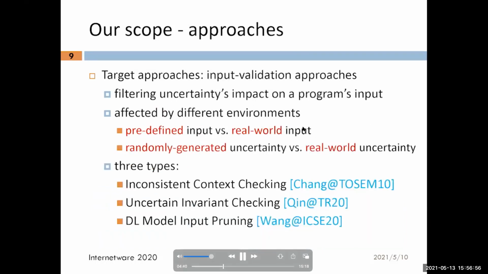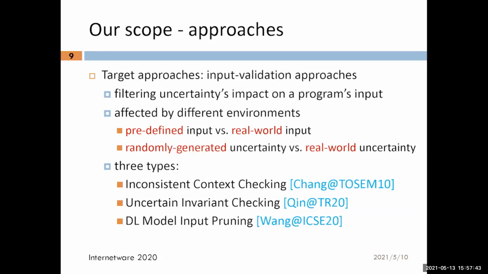We also evaluate three input validation approaches, including inconsistent context checking, uncertain environment checking, and deep learning model input pruning. These approaches validate the environmental information pushed to the subject program and filter the impact of uncertainty on a program's input. They are likely to be affected by different environments. For example, the predefined input may be different from the real-world input, and the randomly generated uncertainty may also be different from the real-world uncertainty.